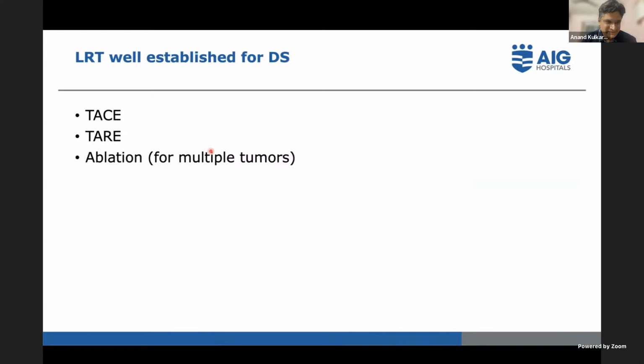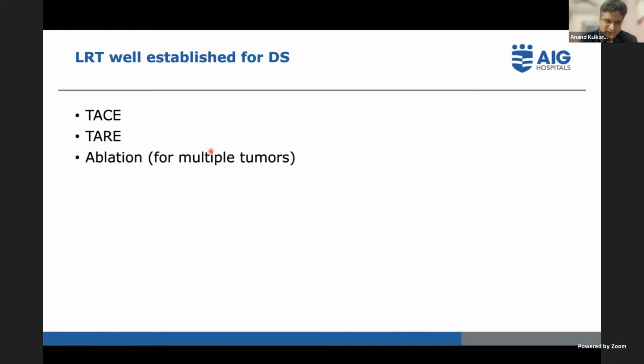Local regional therapy, as I said, is a well-established downstaging modality. It is also a very well-established bridging modality. The commonest ones which we use are TACE, transarterial radioembolization, SBRT if the patient only has portal vein thrombosis, and ablation, radiofrequency or microwave, for patients who have small but multiple tumors. Again, this all depends on the expertise at the center, and the comfort of the patient and the treating clinician. Each one has their own individual choices.